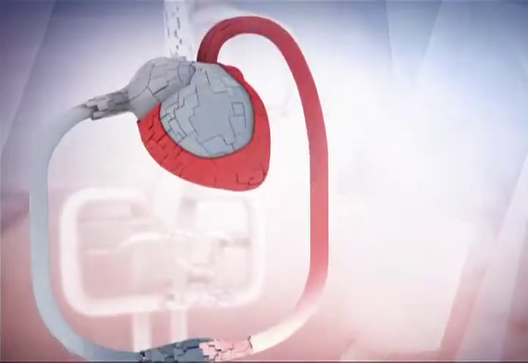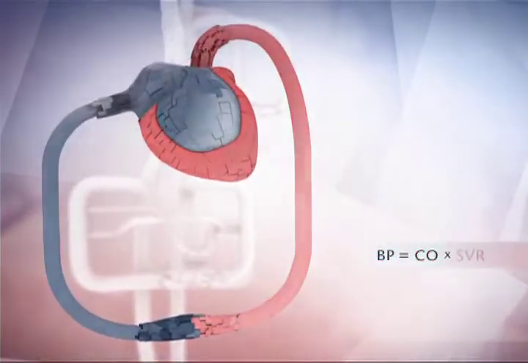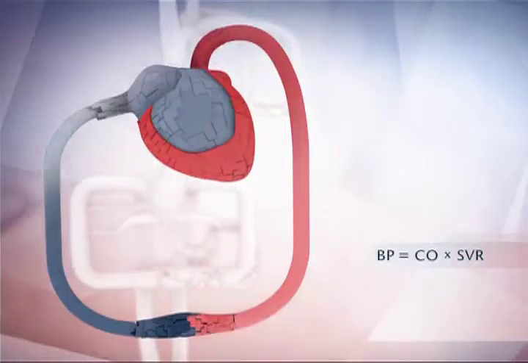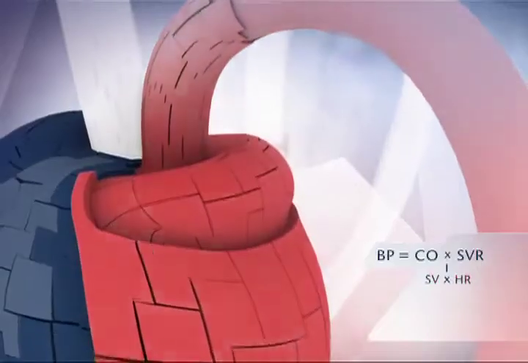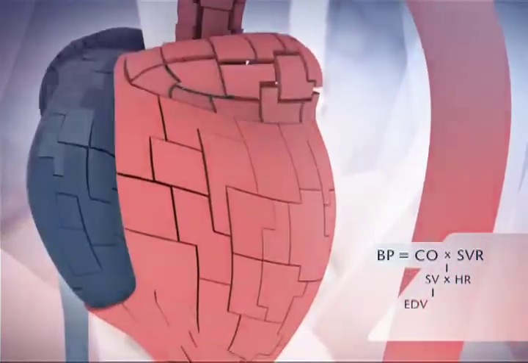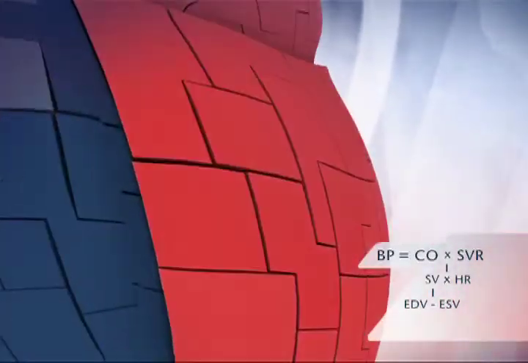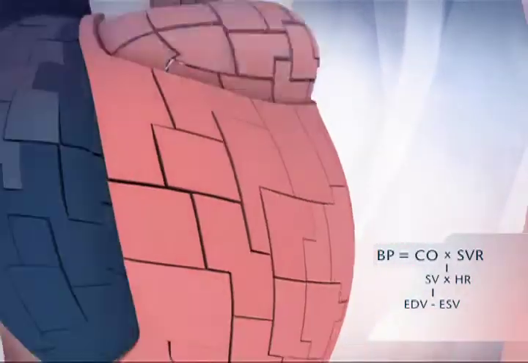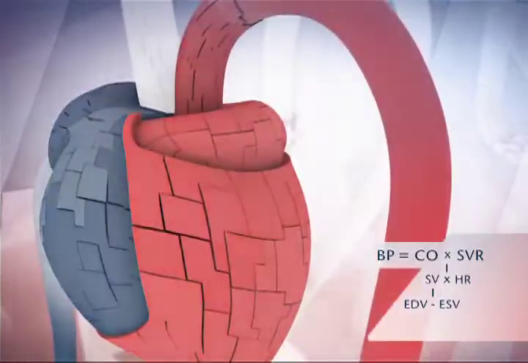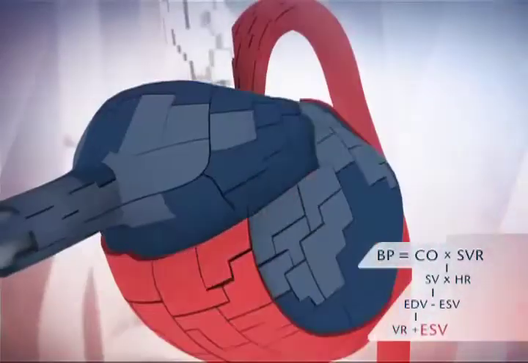In order to understand the treatment of acute hypertension, it's vital to review the hemodynamic equation, in which blood pressure equals cardiac output times the systemic vascular resistance. Cardiac output is a product of stroke volume times heart rate. The stroke volume is determined by the end diastolic volume minus end systolic volume. Any factor that alters end diastolic volume will change the stroke volume and therefore the cardiac output. Finally, the end diastolic volume, or preload, is determined by the amount of venous return plus the end systolic volume.